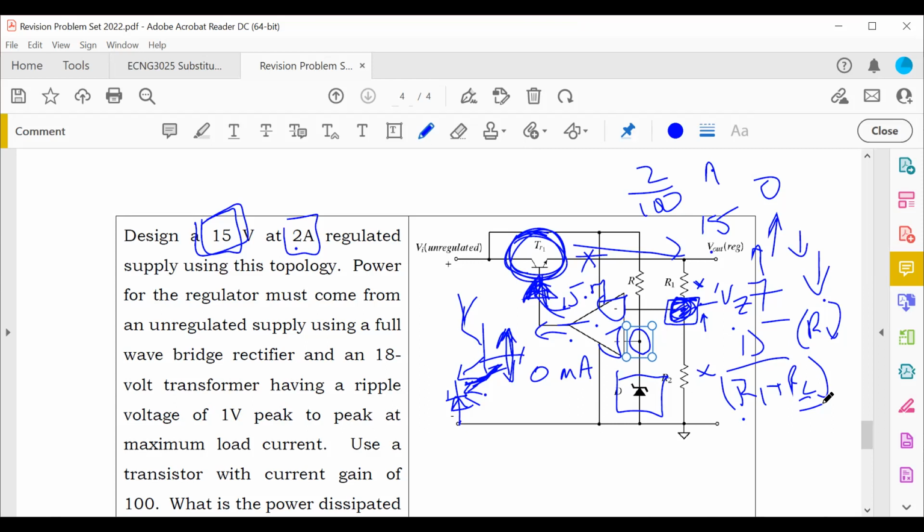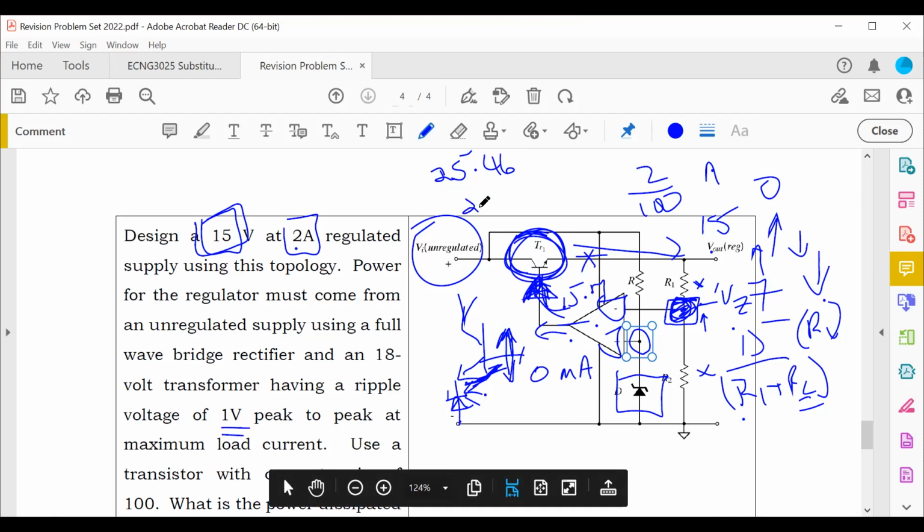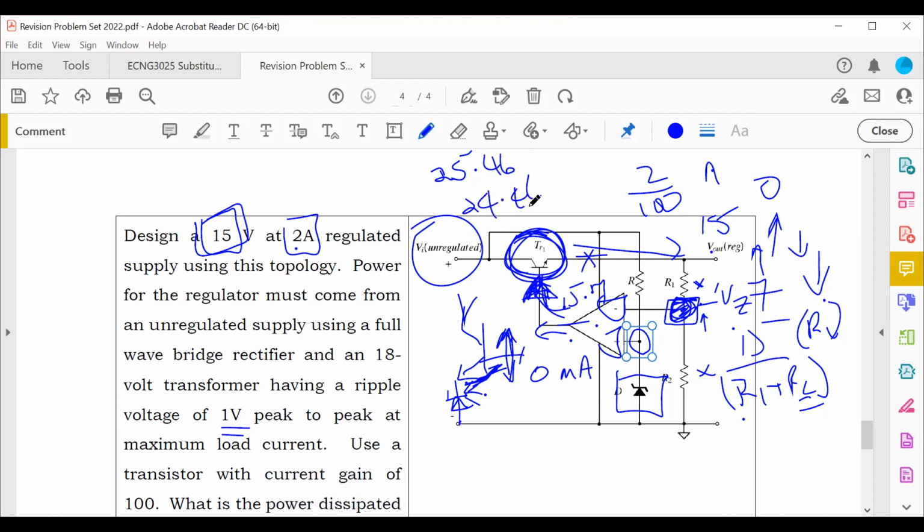And what would be the voltage drop on TR1? Would you say it would be like 3 volts? Like when sizing it? Well, you could calculate it here. We did that, right? So if it's an 18-volt transformer, then V unregulated at no load is 25.46. They're saying a 1 volt peak to peak, so therefore the minimum is going to be 24.46. So here at full load, here's 24.46, and here is 15. 25.46 is 18 by root 2. Okay, no problem.